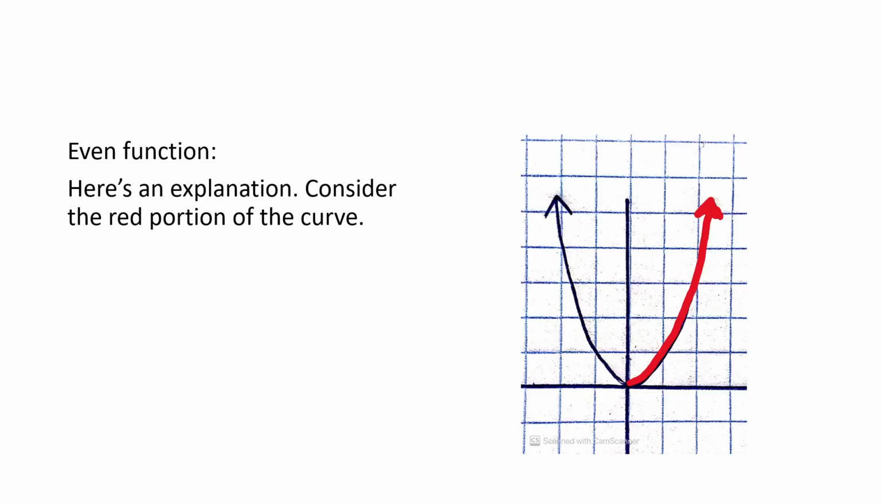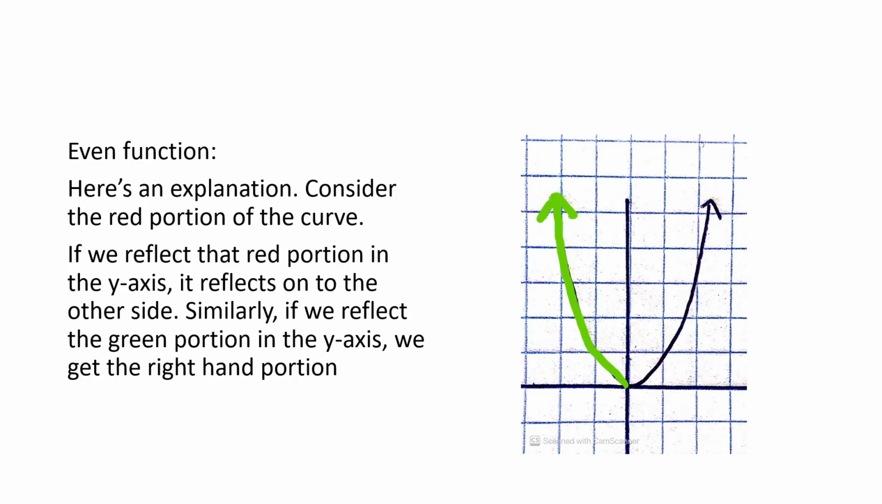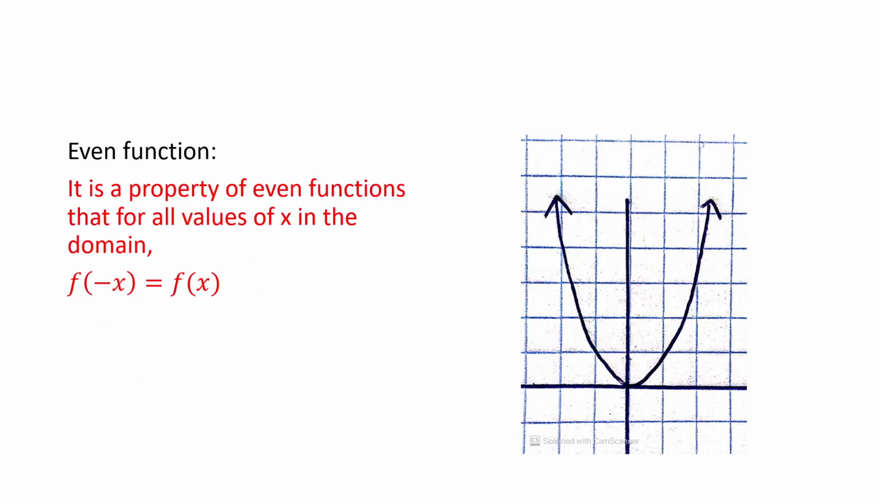So let's look at this curve here. We're familiar with it. It's y equals x squared. Well, if I take that red part and I reflect it in the y-axis, I exactly get this part on the left. And if I take that part on the left, which I've now made green, and reflect it in the y-axis, I exactly get the part on the right. And it is a property of even functions that for all values of x in the domain, f of negative x equals f of x.